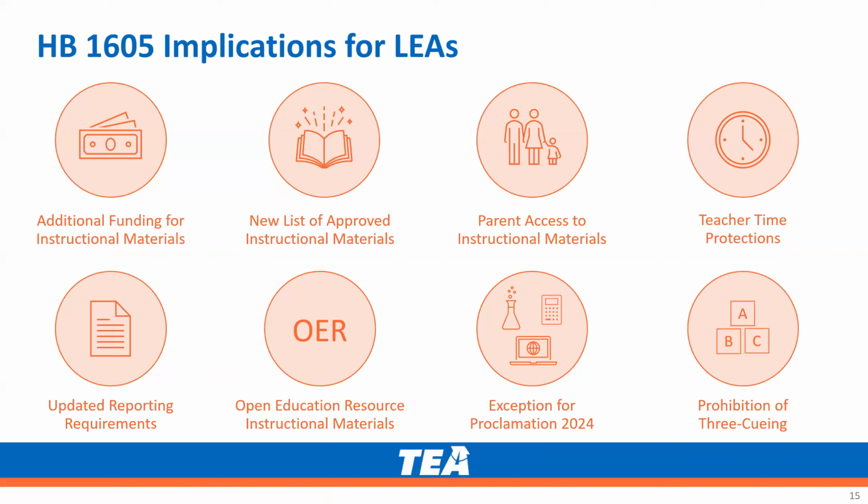So what's in House Bill 1605? I've broken it up into eight key areas that have strong implications for LEAs. The first is that there's more money. So on top of the instructional materials technology allotment, House Bill 1605 provides districts who choose specific instructional materials that are going to be approved by the State Board of Education an extra $40 per student of instructional materials funding for those approved materials, and an additional $20 per student if districts select an approved open education resource. If those are new acronyms to you, don't worry. We'll cover those a little bit later here in the presentation.